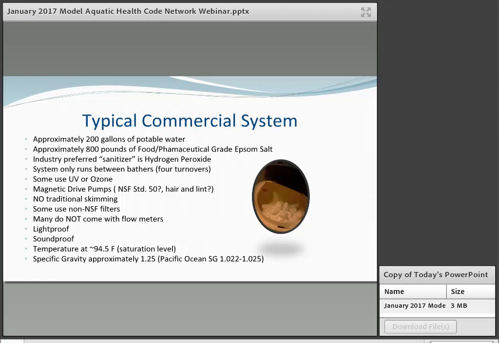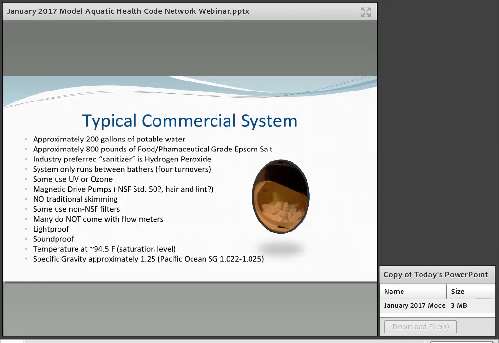That being said, the water that remains in the filter, in the pump, and we'll talk a little bit more about the engine, that water is going to cool down. Again, with that salt concentration, we're at saturation at 94.5 degrees. So as that starts to cool down, it's going to start to precipitate. It's a little bit hard on equipment. We'll talk a little bit more about that as well.